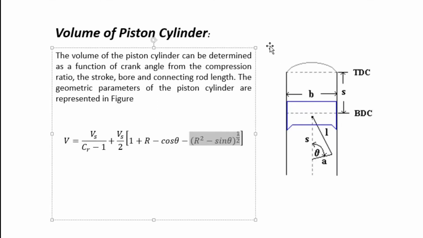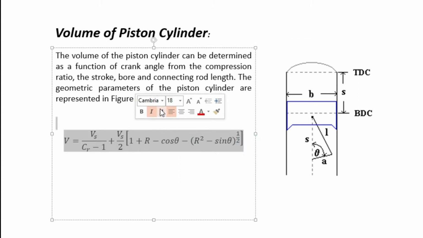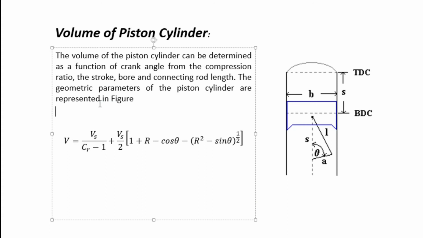The volume of a piston cylinder can be found by using this formula, as we know that the volume of a piston cylinder is a function of crank angle, compression ratio, stroke, bore and connecting rod length. If we know all these values, we can easily find the volume by using this formula. Students, this Vs is our swept volume, CR is the compression ratio, and theta is our crank angle. And what is this R? This R can be found by dividing the connecting rod length by 2. So by using these values, we can easily find the volume of a piston cylinder.